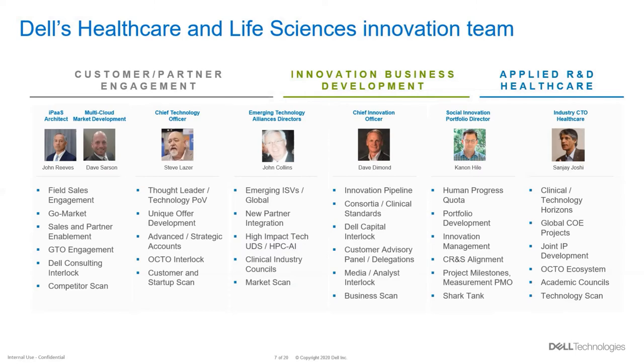Now, Cannon Heil is here today. He's going to talk about human progress and social innovation. And Sanjay Joshi, who you may know by name, he's our recovering scientist, he calls himself, but he's in the office of the CTO, the big office of the CTO, and he's out on the next horizon doing very free-form projects in the wild, working on the academic councils. I think he's in India today, but he's a globetrotter too.